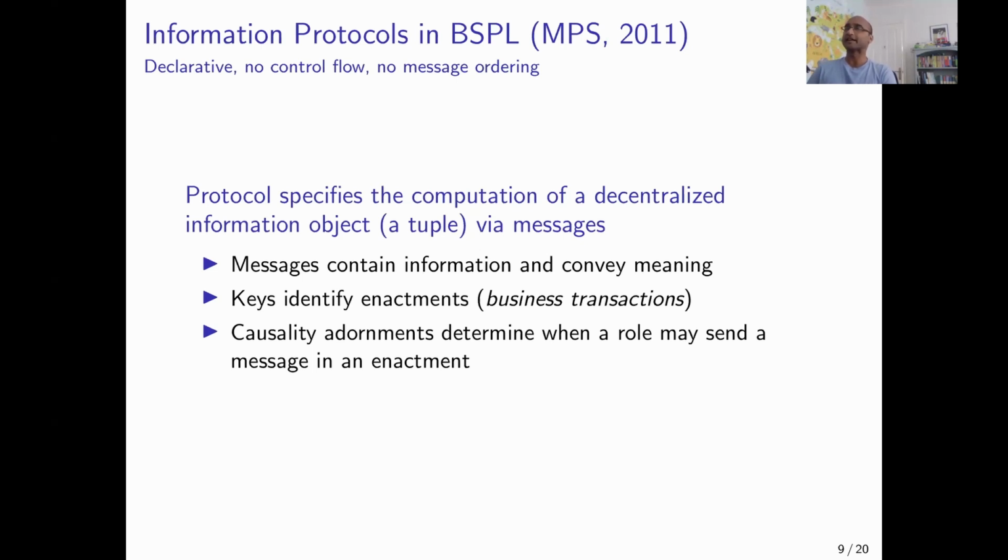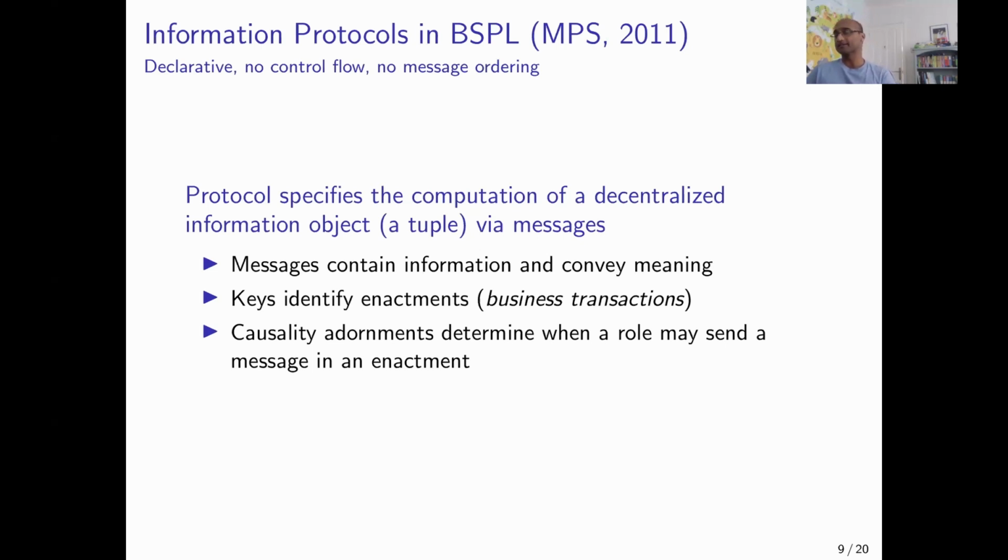So they're declarative. There's no control flow. There is no message ordering. Message ordering falls out from more basic causality constructs. So I'll demonstrate what I mean by that. So here the protocol specifies the computation of a decentralized object via messages. And the messages contain information, obviously, and they convey meaning.